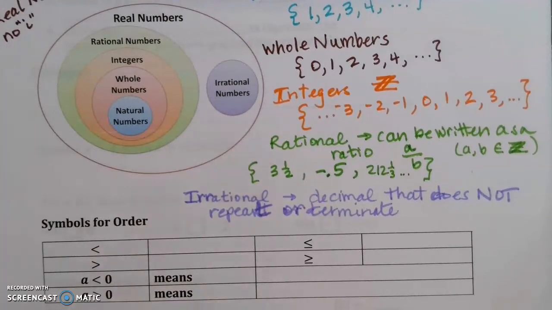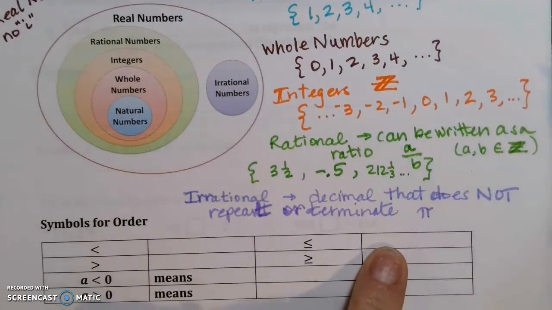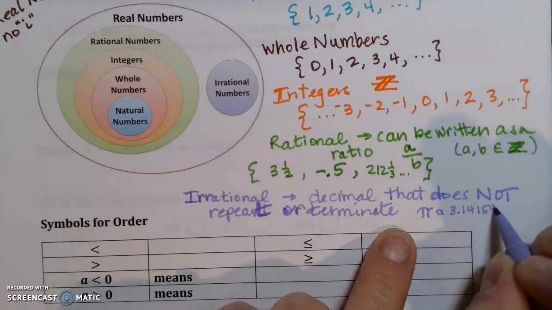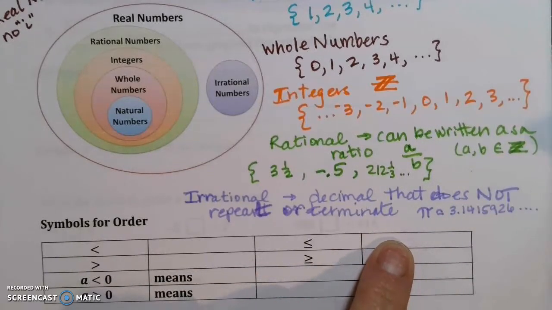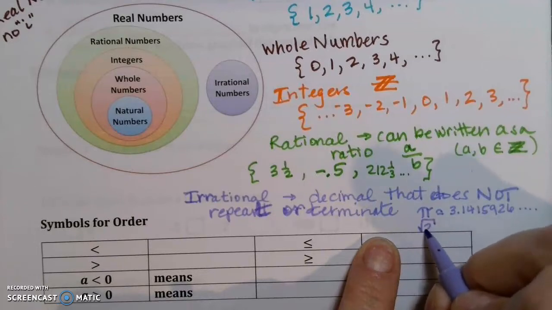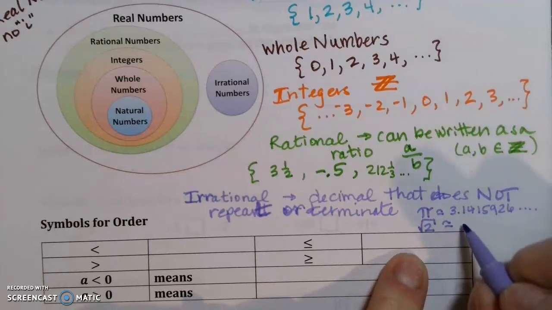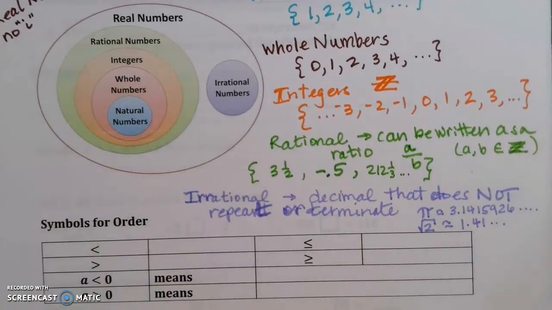And examples of that, the big one that you guys have seen before is pi, which we know is approximately 3.1415926, blah, blah, blah. But it doesn't stop, and it goes on forever. Another one that would fall in there is like square root of 2. So if you have a square root of a number that is not a perfect square, that's going to be 1.41 and so on. And it will continue on and will not repeat. So that is part of the definition.